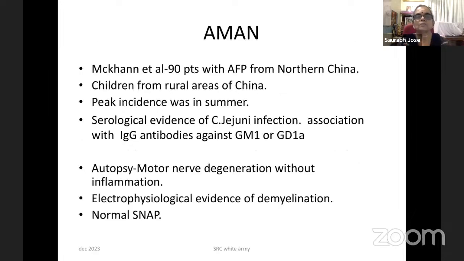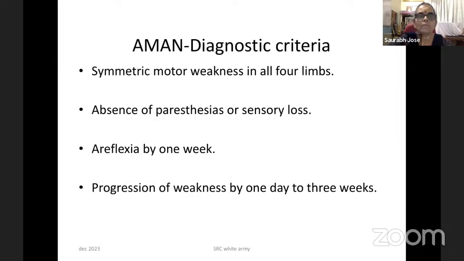Then you have variant forms in some regions of the world. They are related to GIT infection, with normal SNAP. So this is the AMAN variant in some parts of the world. We don't have to worry about that. These kinds of variants are not seen in our country. And diagnostic criteria: symmetrical motor weakness in all four limbs, absence of paresthesia or sensory loss, areflexia by 1 week, and progression of weakness over 1 day to 3 weeks.